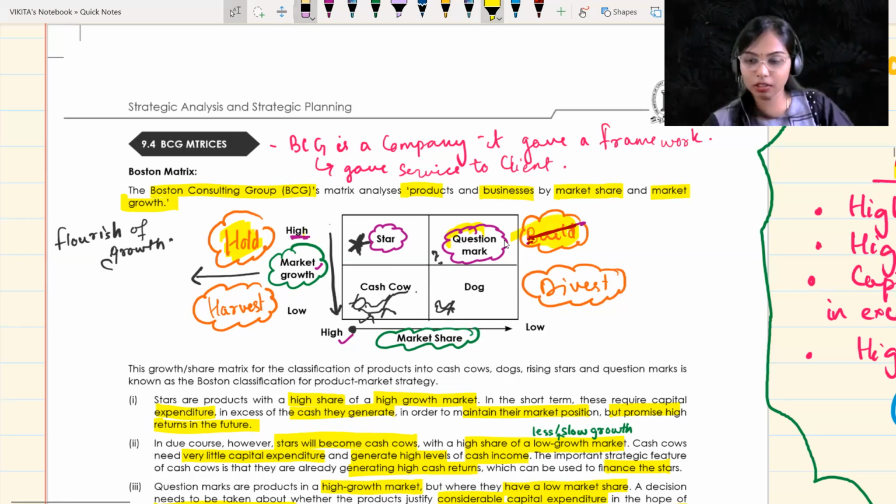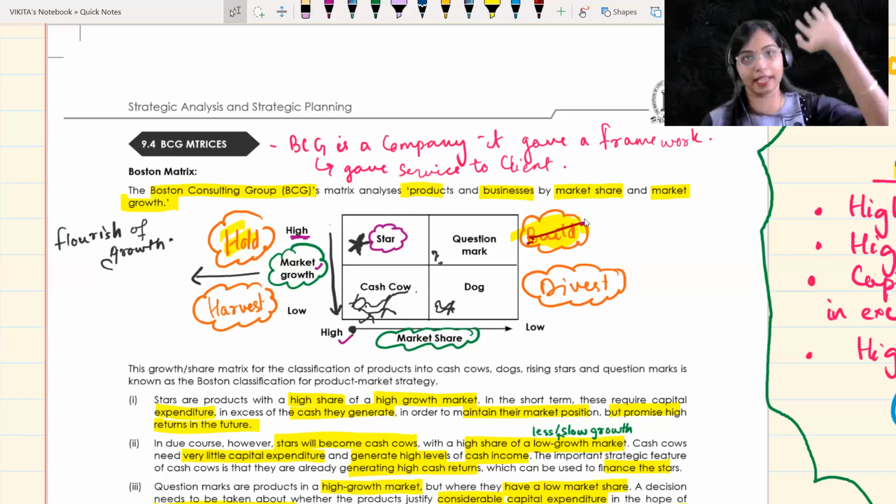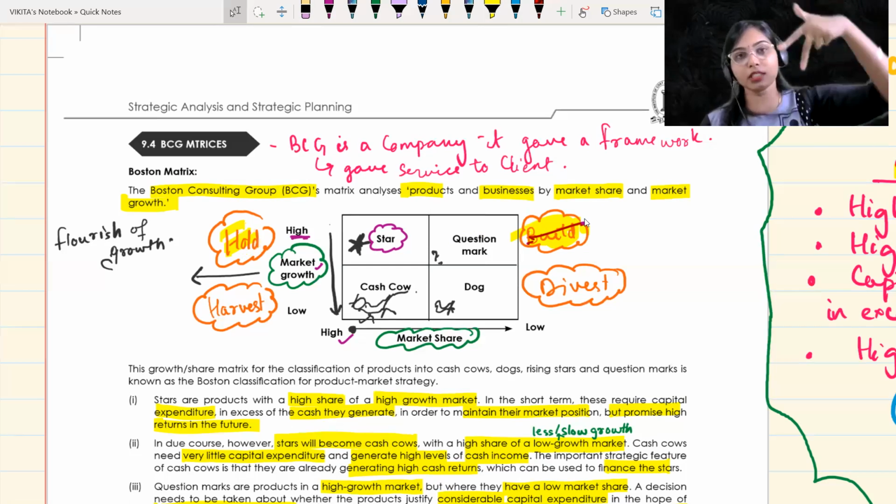Building strategy, got it? The next one we have to read is growth. Till now what we read is growth is high. Okay, growth is high, and in high growth there are two options. First, it can be a star, or it can be a question mark.